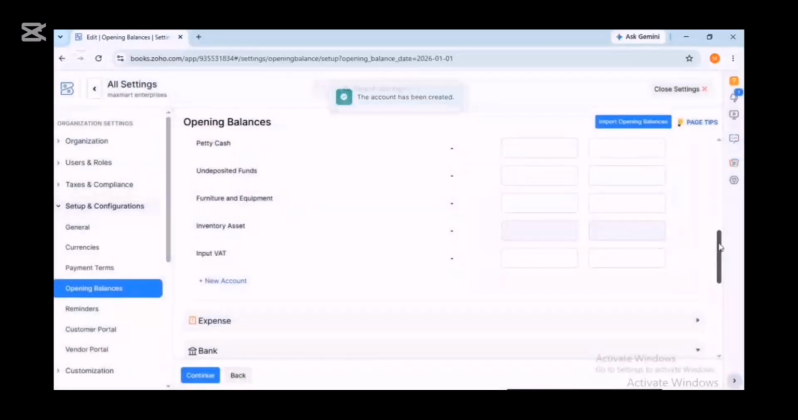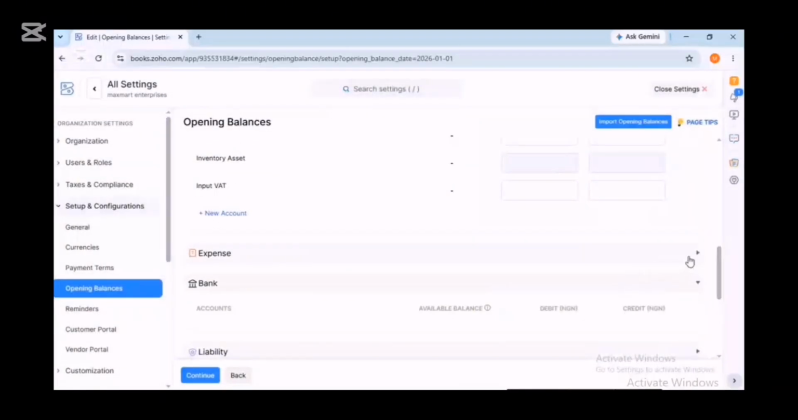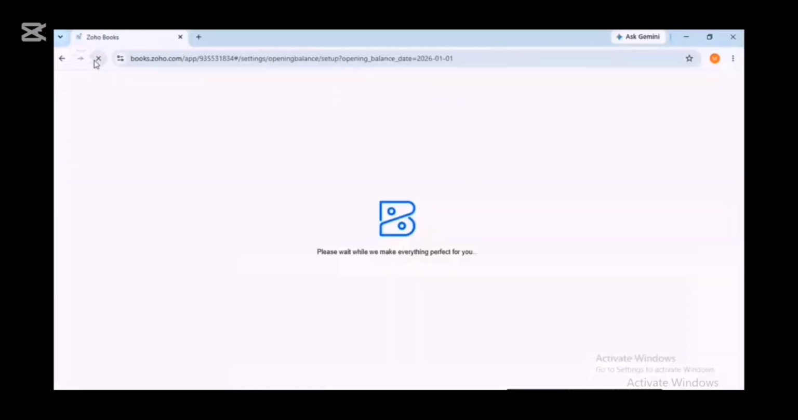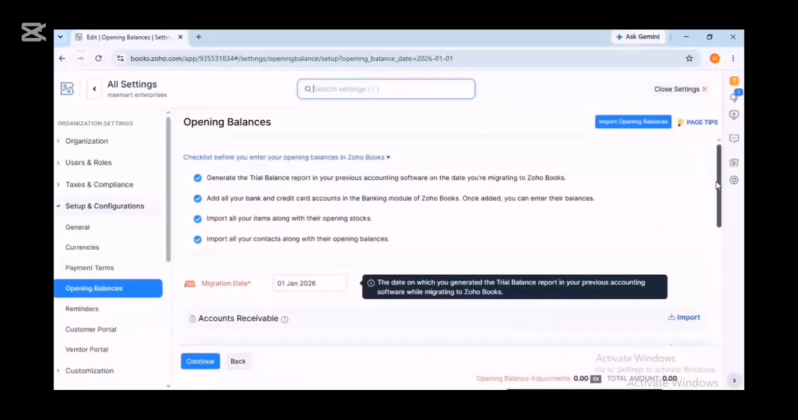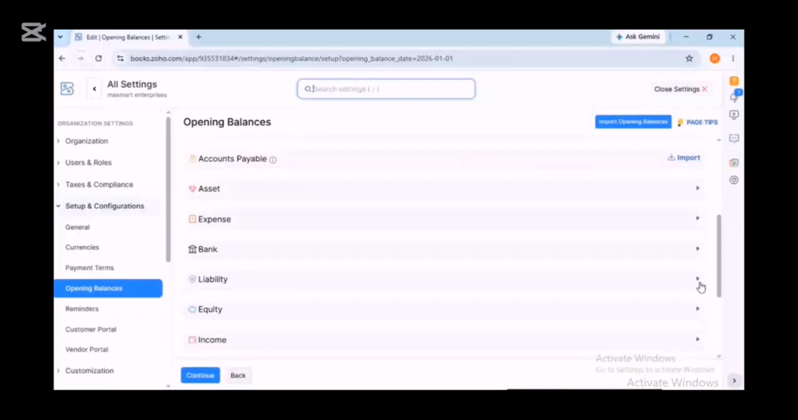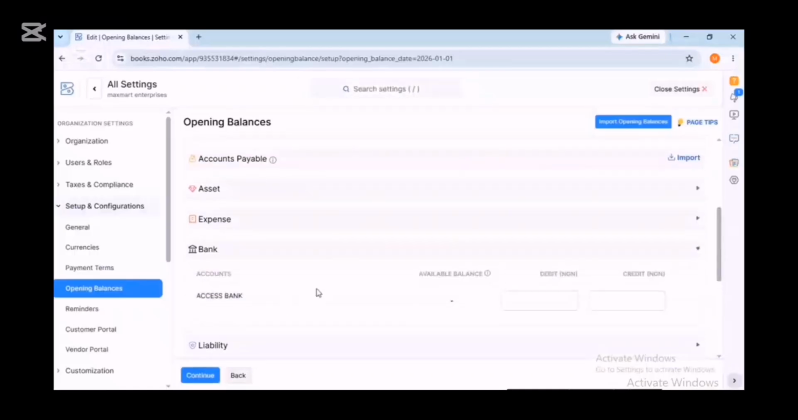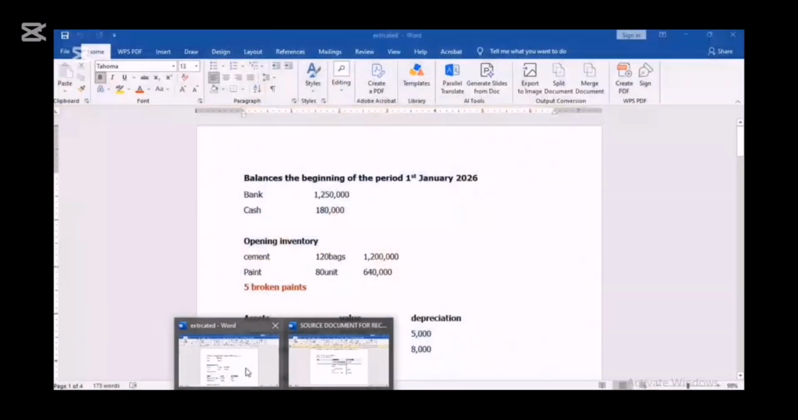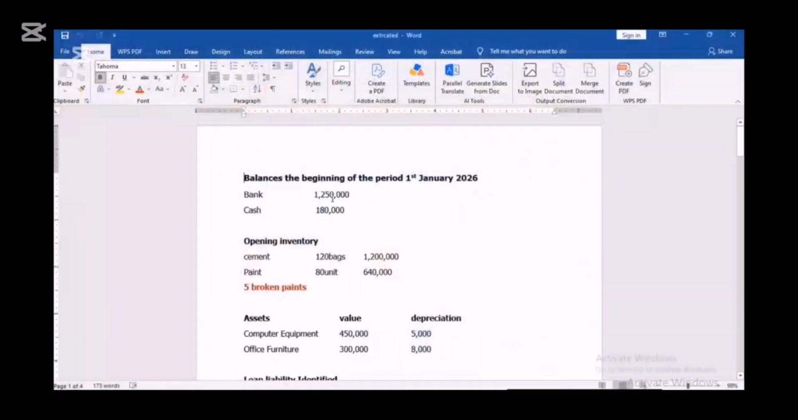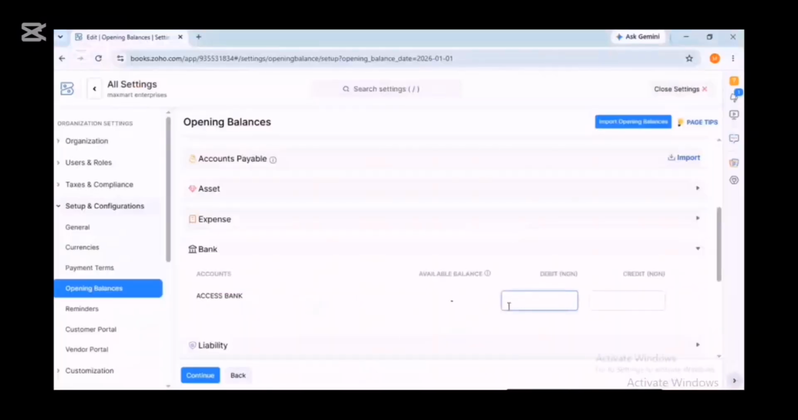So we build a chart of account. We'll also be dealing with the bank. So next one, let's refresh so that it appears. Okay, down here, let's see, it must show up now under bank. Okay, right here is the Access Bank. So the chart has been created. Let's see the balances. 1,250,000. So let's input the balances for the beginning of the period.